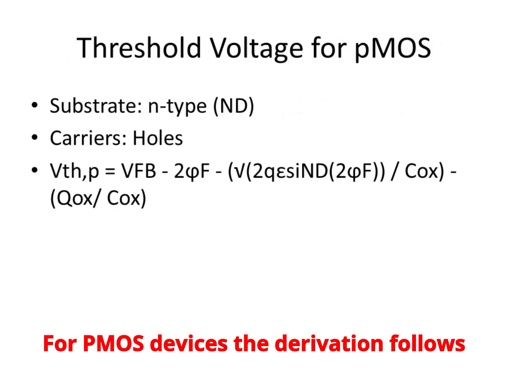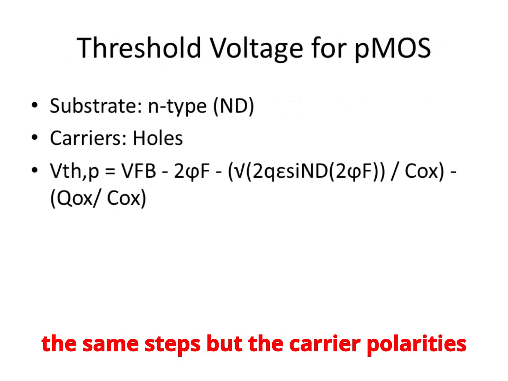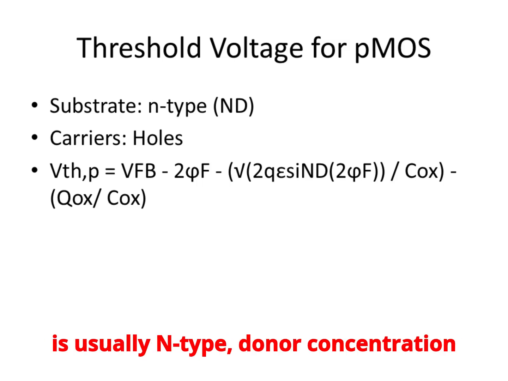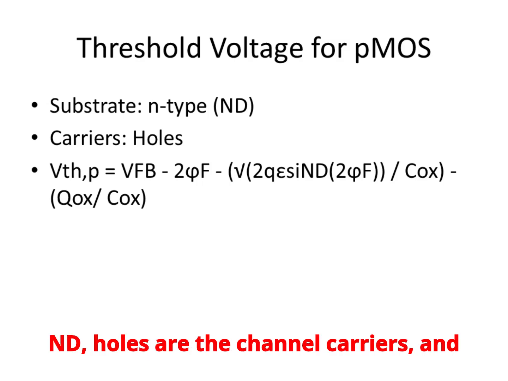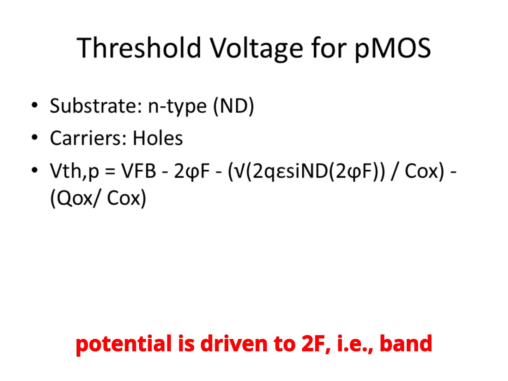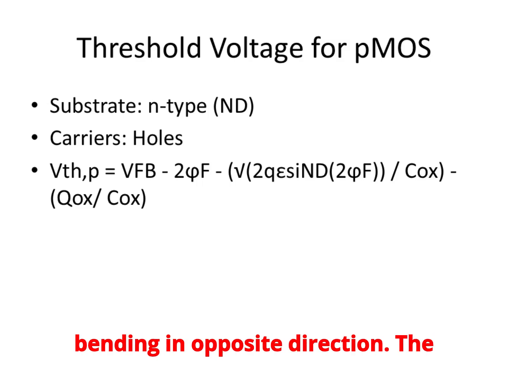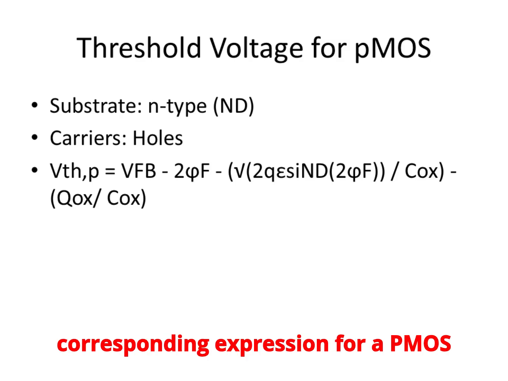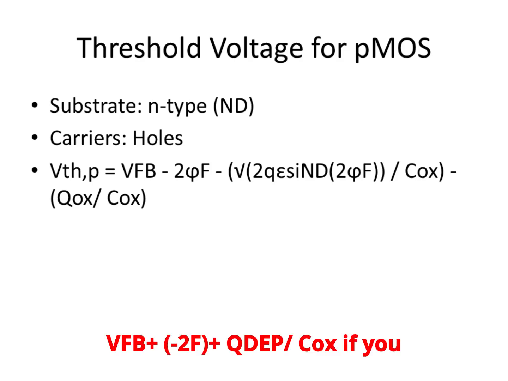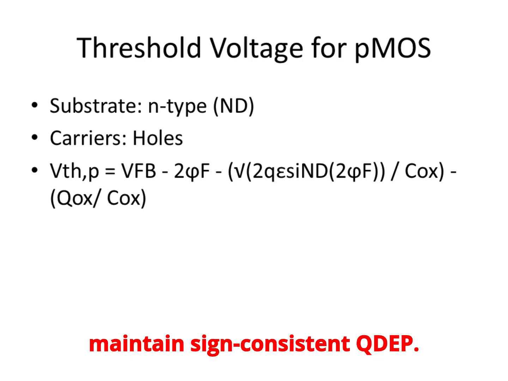For PMOS devices the derivation follows the same steps but the carrier polarities and sign conventions flip. The substrate is usually N-type, donor concentration Nd, holes are the channel carriers, and inversion occurs when the surface potential is driven to minus 2φF, i.e., band bending in the opposite direction. The corresponding expression for a PMOS enhancement device is often written as Vth,P equals VFB minus 2φF minus QDEP/COX minus QOX/COX, or equivalently Vth,P equals VFB plus 2φF plus QDEP/COX if you maintain sign-consistent QDEP.